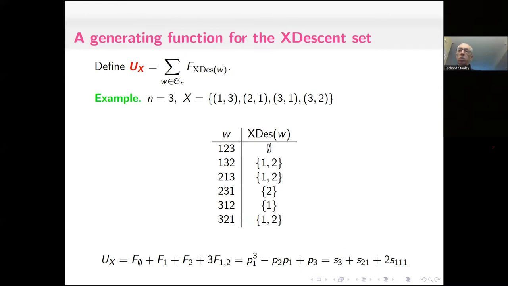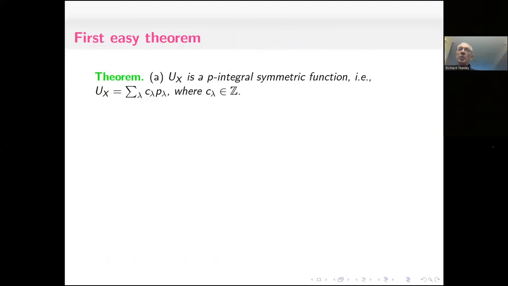So how much of this generalizes? Of course, this is just one little example. So we have an easy theorem that UX is always a P-integral symmetric function. It's always a symmetric function, and when you write it as a linear combination of the power sums, the coefficients are integers.